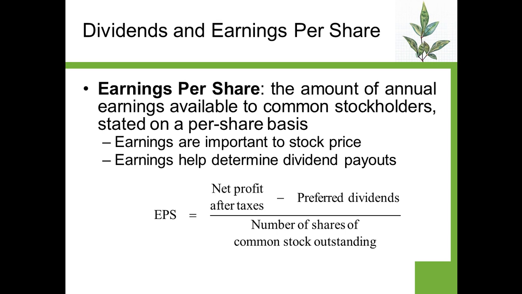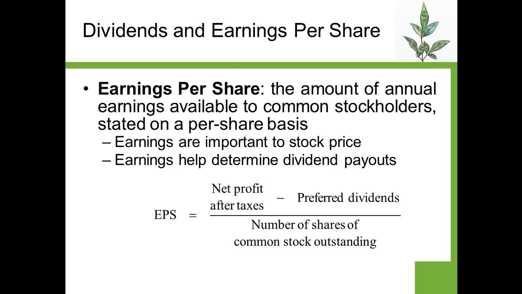Earnings are important to stock price. Why important? Because if earnings increase, this will also affect the equity market positively, and the prices of the shares of that organization will also increase. Therefore, we can say that earnings are most important for the stock price. Earnings help determine dividend payout. If there is no earning, then how can we find out how much dividend is paid to the investors? Earnings determine the dividend payout ratio.